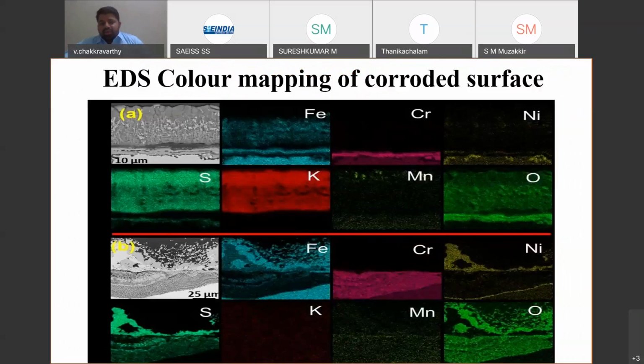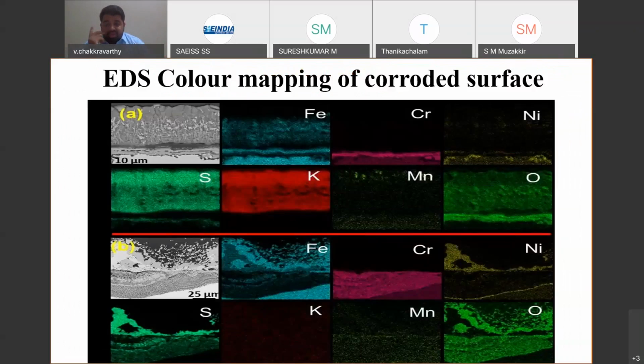So I had my material. I have done corrosion testing. Then how would I know that exactly some kind of oxidation has taken place or not? Okay. So in order to evaluate whether my material has undergone corrosion or not, I'll be measuring the corrosion resistance through EDS mapping.